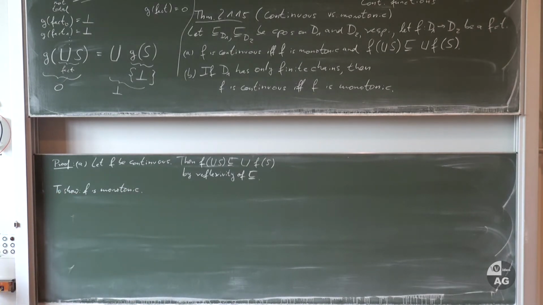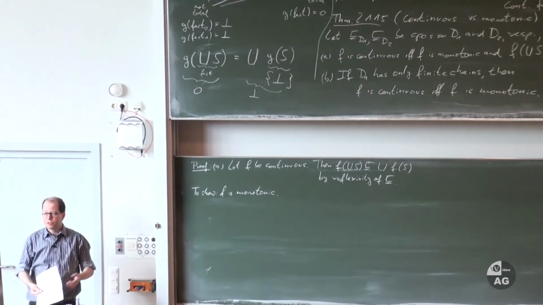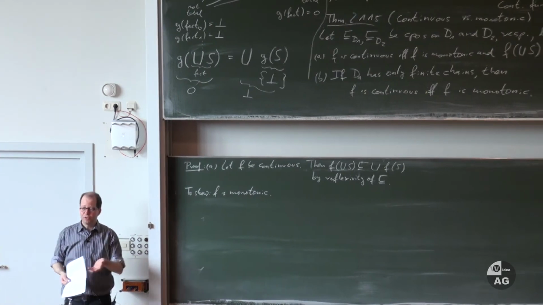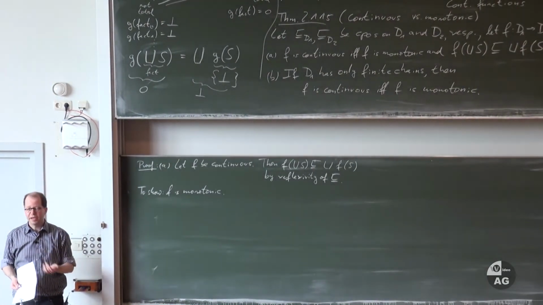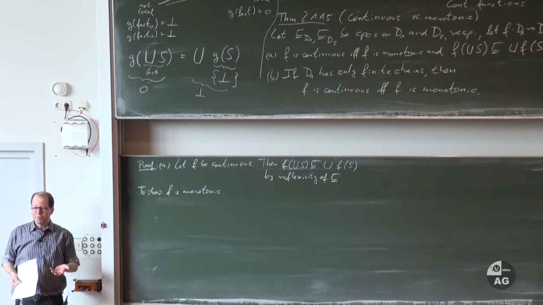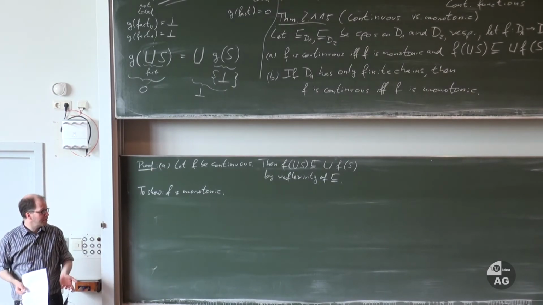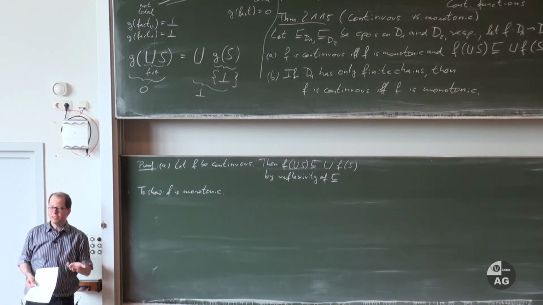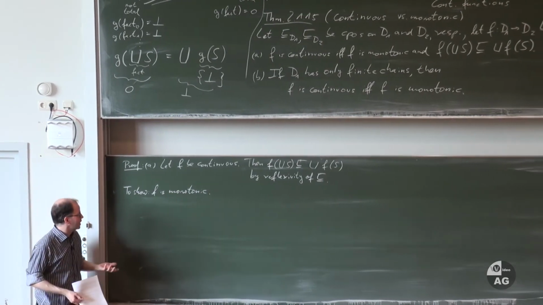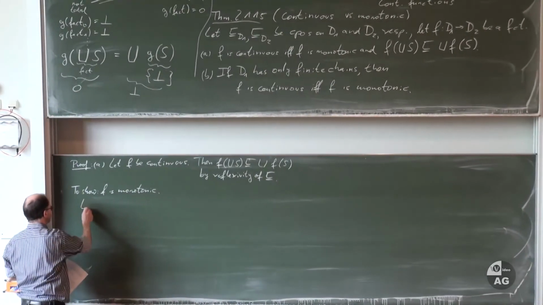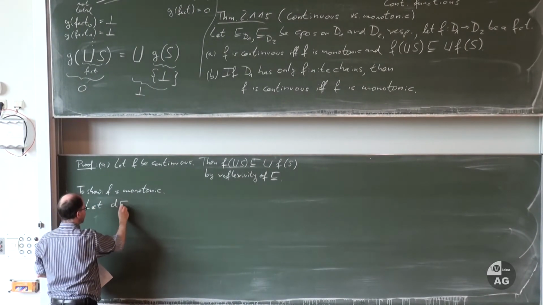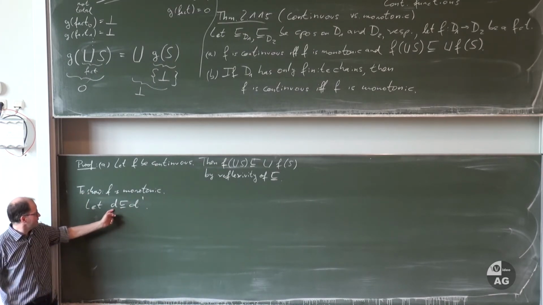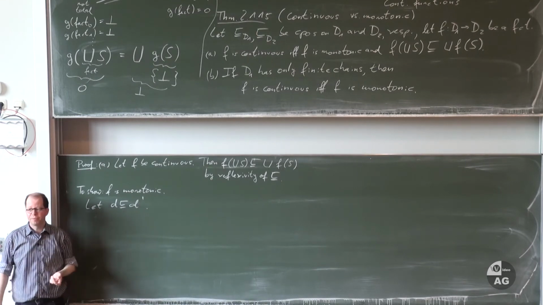Okay, continuity says something about chains, but monotonicity says something about two elements. If we have two elements and one is more defined than the other, then, well, applying f to them should still keep this relation that one is more defined than the other. So we are only interested in two elements, say d and d prime. So let d be less defined or equal than d prime, and we want to show that f of d is less defined or equal than f of d prime.